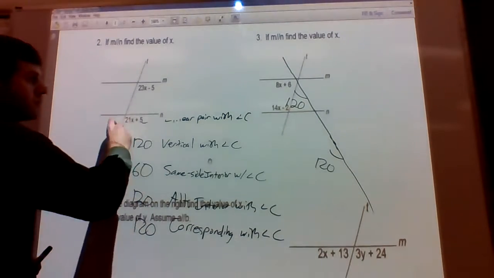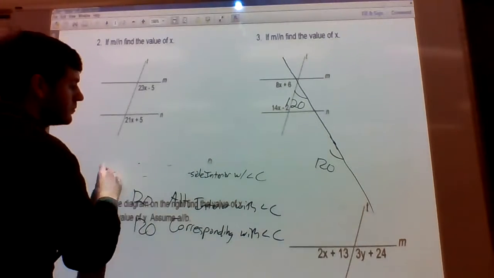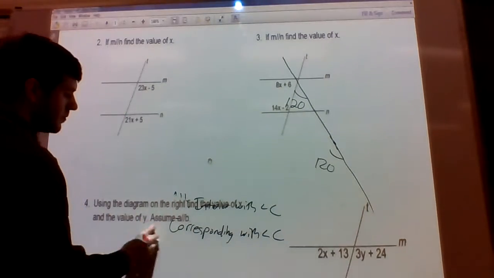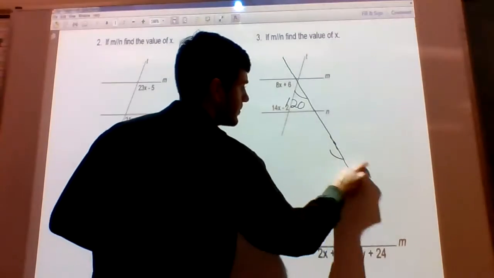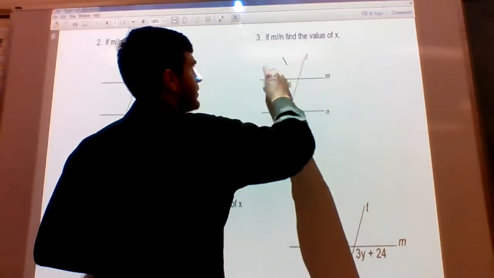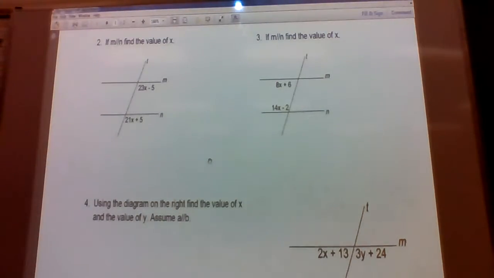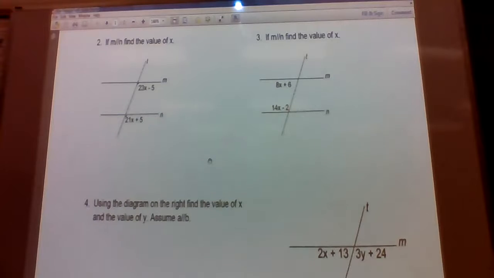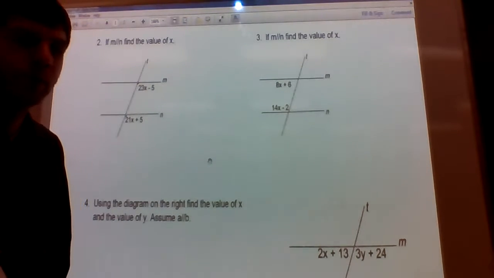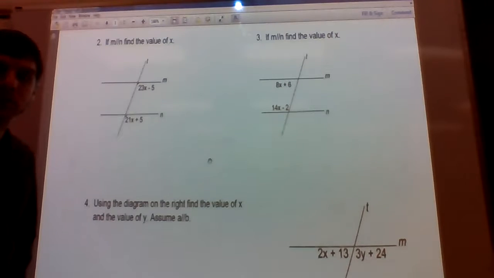Number 2. First thing we have to figure out is what kind of angle relationship we have here. It's telling us that M and N are parallel, so we're probably going to use one of our theorems. First thing we have to ask ourselves about these two angles is, are they at the same vertices or different vertices? They're at different vertices. So that rules out linear pairs or vertical angles.